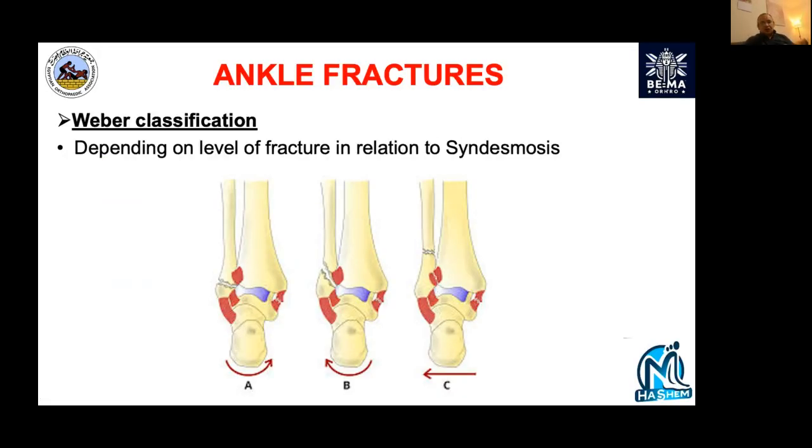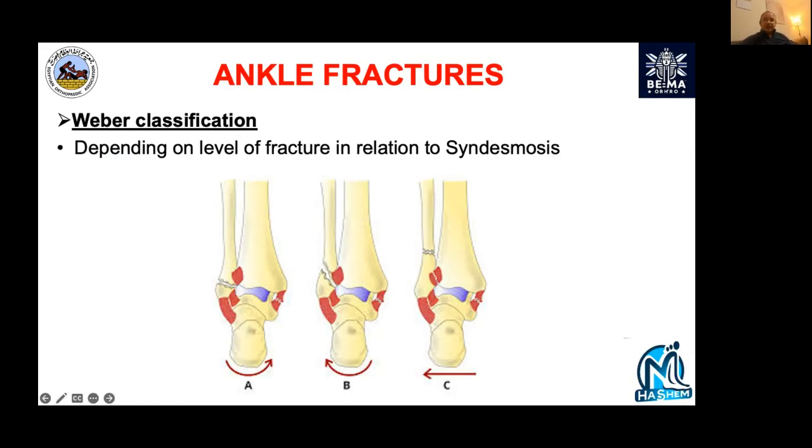Classification of ankle fracture. All of us know about the Weber classification, and this depends on the level of fracture and in relation to the syndesmosis. Basically, this is more of a descriptive classification and gives us a guide for the treatment. So we know that type A is very stable when it's mainly a coronal plane injury, and at that time there will be an avulsion fracture at the distal fibula below the syndesmosis. B is across the syndesmosis, and C is above the syndesmosis. Both of them are coronal plane injury.